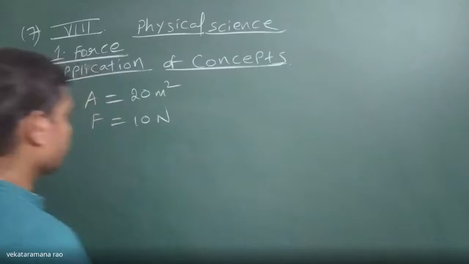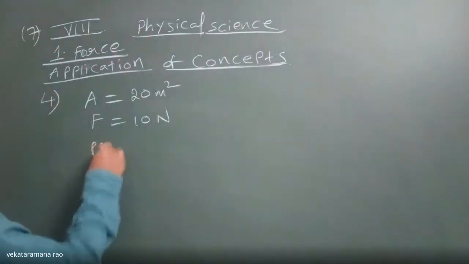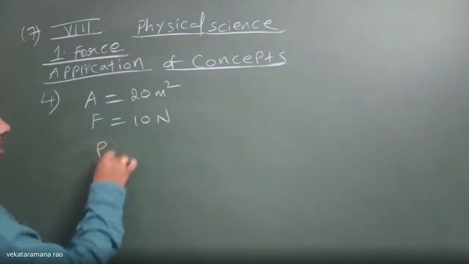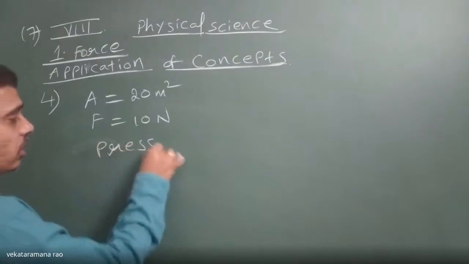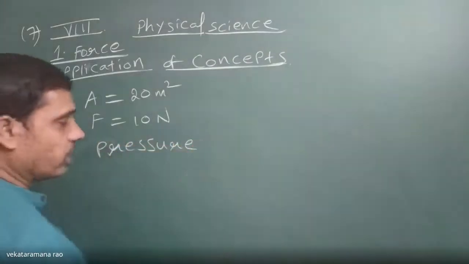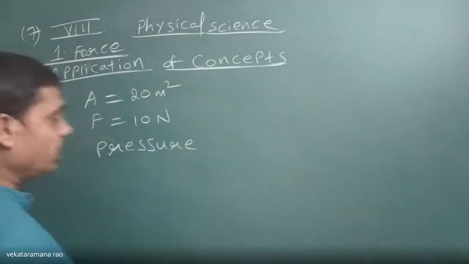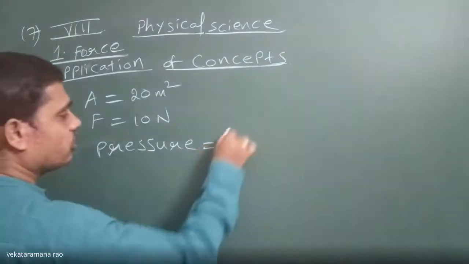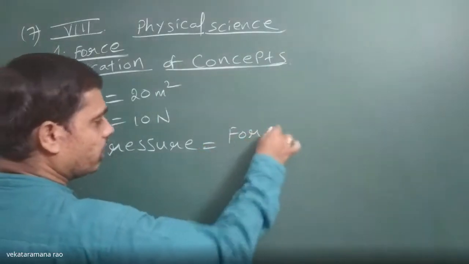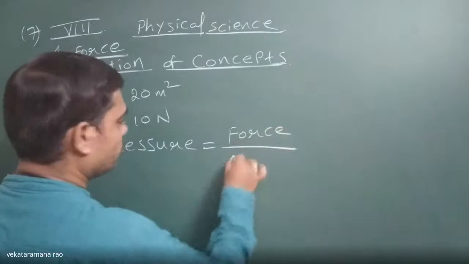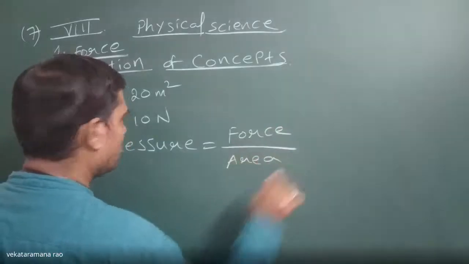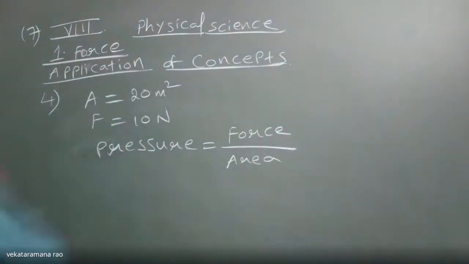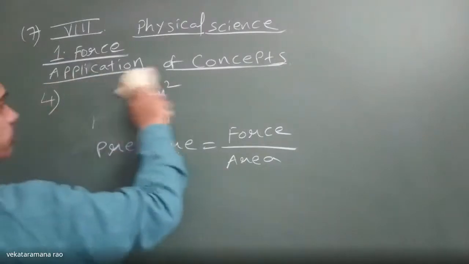Then what is the pressure? Now what is the pressure formula? Thrust by area, or force acting normally on a given area. So pressure is equal to force by area. We can write A is the area and F is the force.